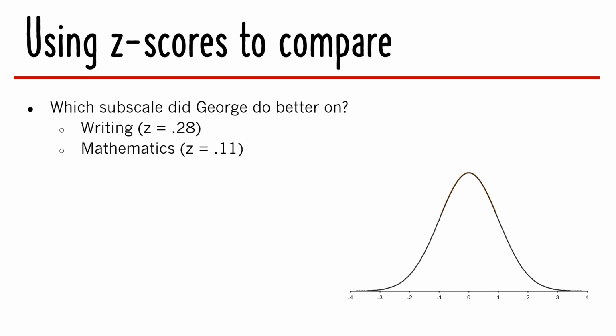If we want to figure out which subscale George did better on, we don't look at the raw scores for the writing and math tests because they have different means and standard deviations. If we want to know how well he did compared to others, we're going to compare to the means and standard deviations for each subscale. So for the writing portion, he has a z of 0.28, which would be about right here, and a z of 0.11 for math, which is just to the left a little bit. In this case, the further he is to the right, the more he is on the positive side of this distribution, the better he did. So he did better on the writing portion than on the mathematics portion.